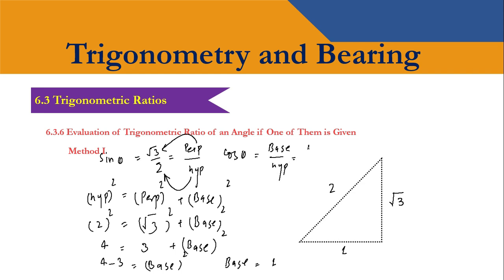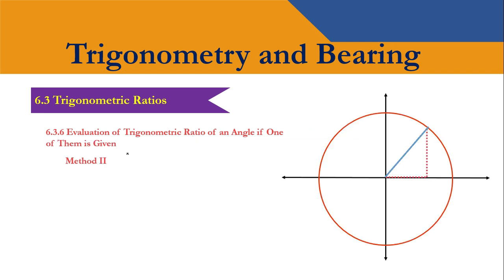The value of base is now 1 and hypotenuse is 2. So with the help of sine theta we calculate the cos theta. And now we can calculate the tan of theta, which is equal to perpendicular divided by base, so root 3 divided by 1. And the remaining 3 ratios you can calculate by taking the reciprocal of these 3 ratios very easily. So calculate the other 3 ratios by yourself.